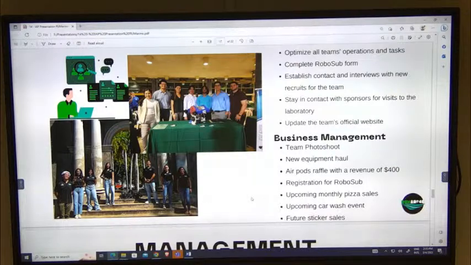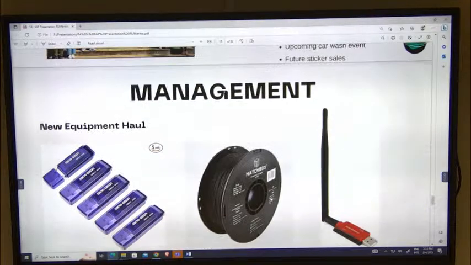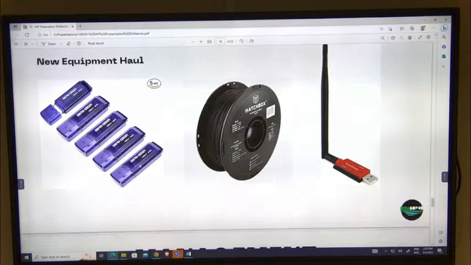We did an AirPod raffle, and we had a revenue of $400. We registered for RoboSub, and then for next semester, we're planning monthly pizza sales, car wash events, and stickers. So keep an eye on that. This is some of the stuff that we have sold.